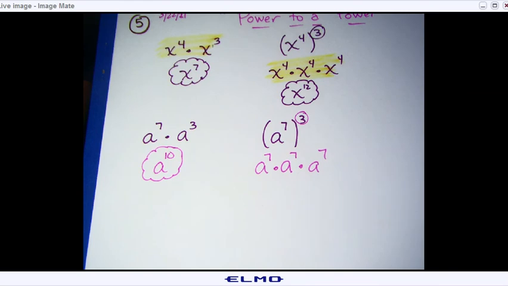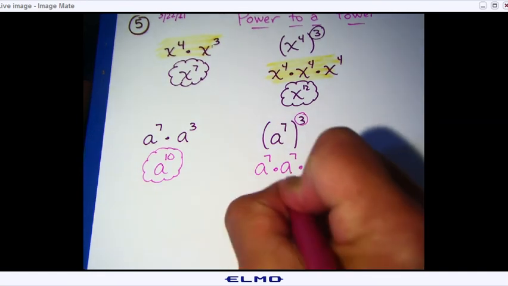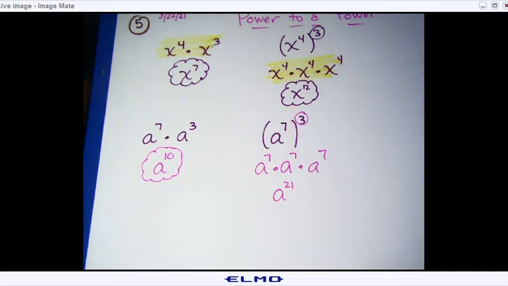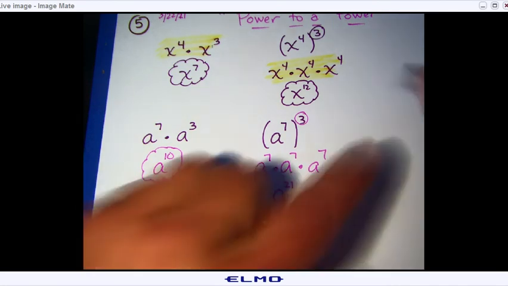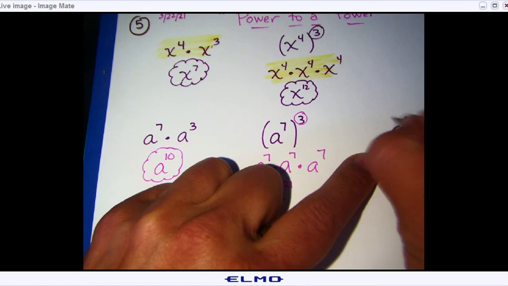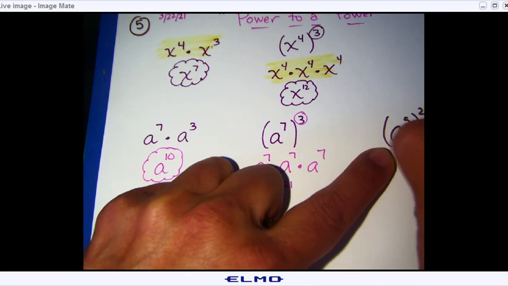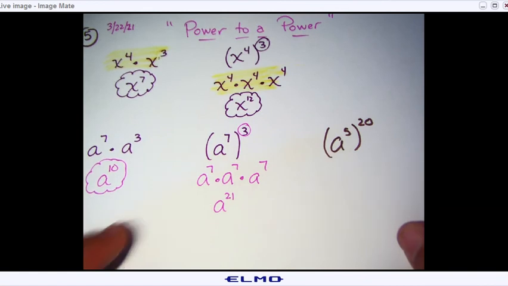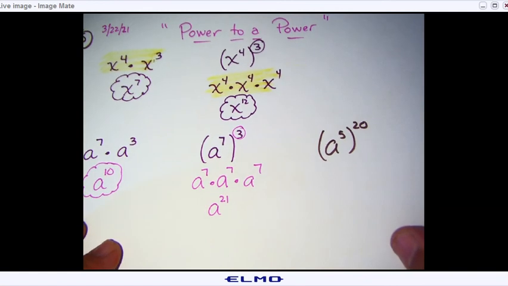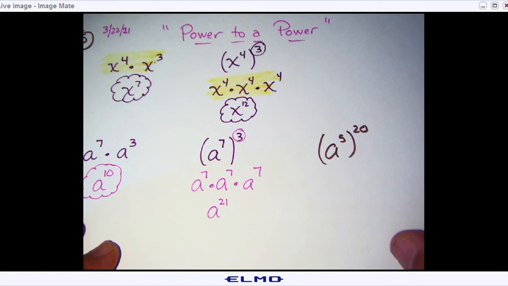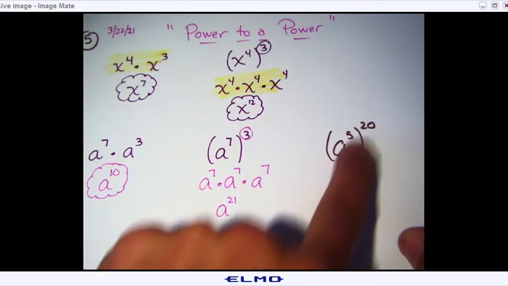See that? Now that we set it up, how many do I have all together? Give me 7. Give me 7. Give me 7. How many do I have all together? Anybody? 21. You see that? Now, is there a shortcut, mister? What if I have 8 to the power of 5, and then I have that raised to the 20?